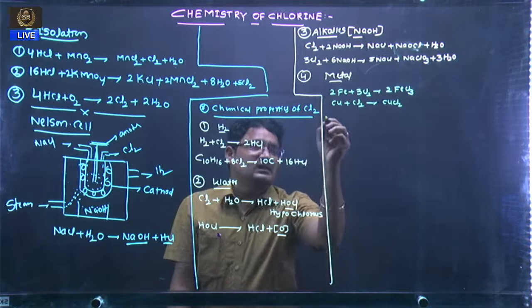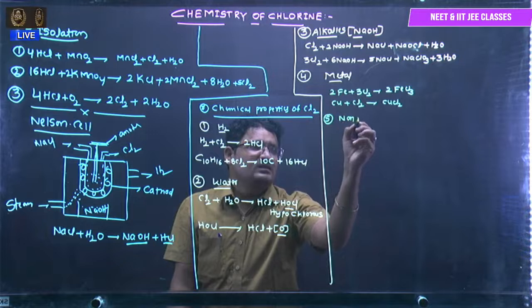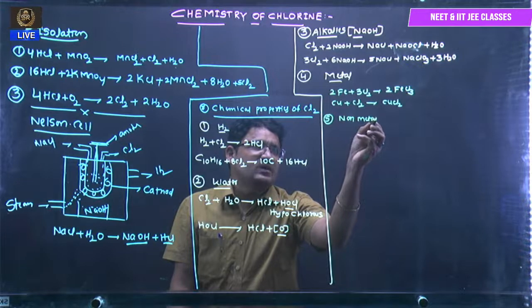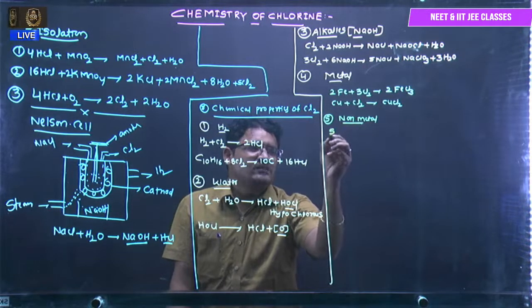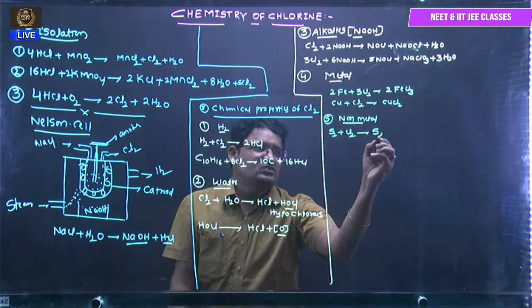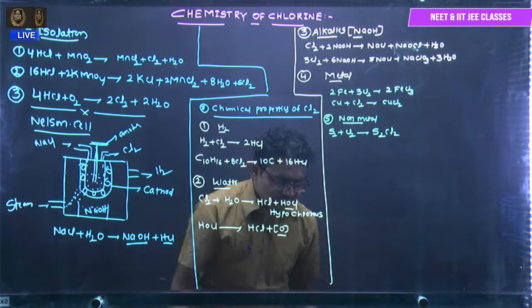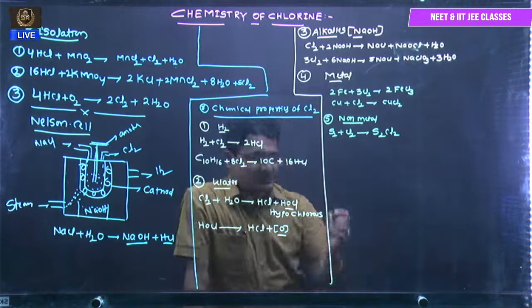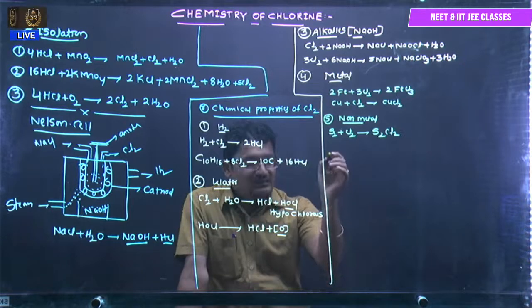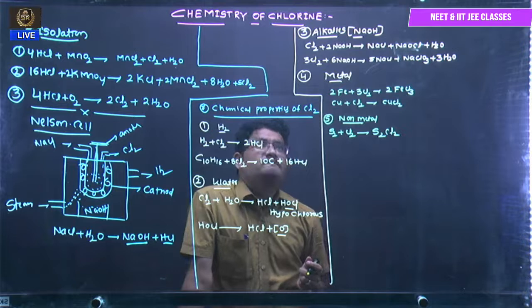After metals, the next one is non-metals. The best example is when sulfur reacts with chlorine to give S2Cl2, that means sulfur monochloride. Similarly, phosphorus also reacts with chlorine. So this is for non-metals.